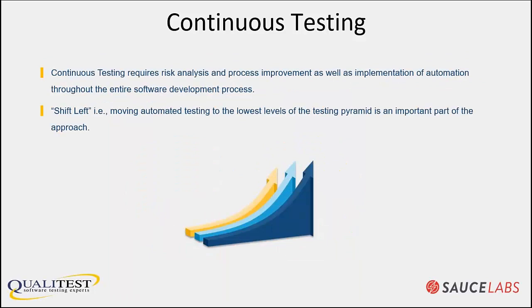So what is it really? Well, it really is about risk analysis and process improvement, as well as the implementation of automated tools throughout the entire software development process. It requires shift left. That means moving automated testing to the lowest levels of the test pyramid. And that's a really important part of the approach. Continuous testing really is about managing risk.